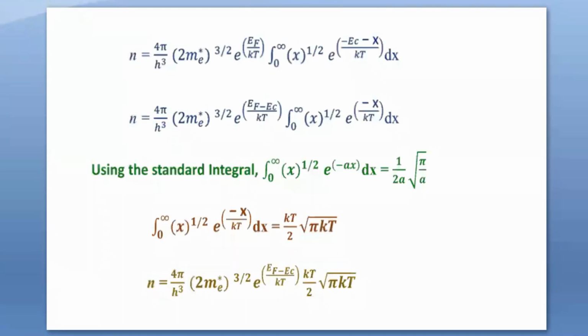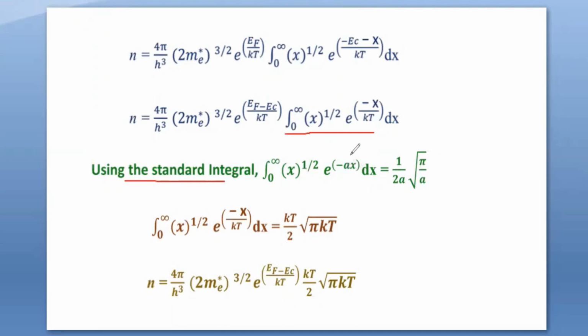Our equation becomes n = 4π/h³ (2m_e*)^(3/2) e^((E_F − E_C)/kT) integral 0 to infinity x^(1/2) e^(−x/kT) dx. To solve this integration, we are using the gamma function. Putting suitable values, instead of x^(n+1), we are taking half. So the standard integral value is integral 0 to infinity x^(1/2) e^(−ax) dx = (1/2a)√(π/a).